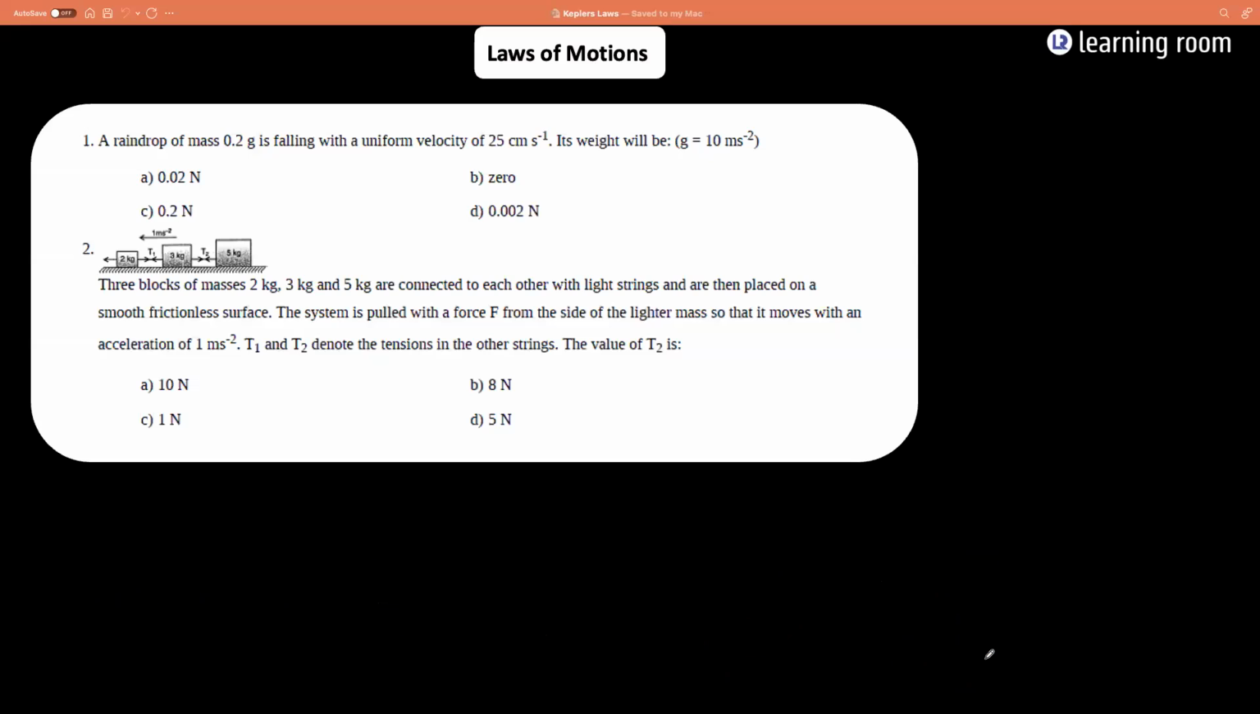So after this is over, I wanted to discuss the paper. Is there any question that you have a doubt with? Who knows if you remember this? So what is the answer for the first one? There is a raindrop of 0.2 gram falling with uniform velocity of 25 centimeters per second. What is the weight of it? Answer.